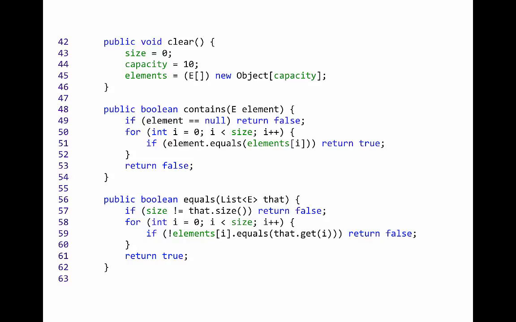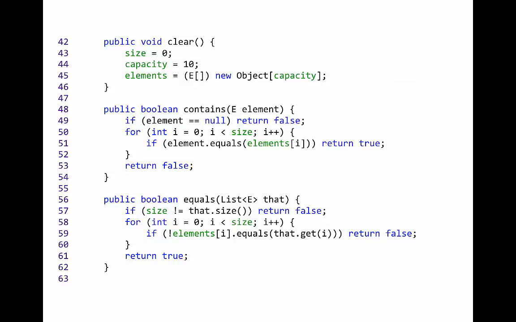Okay, I'm going to go through the next few slides a little faster. The clear method clears the list. It essentially removes all the elements. It's implemented here by reinitializing each of the fields to their initial values. And as you can see, if you go back to look at the code, it's the same code that the constructor has.